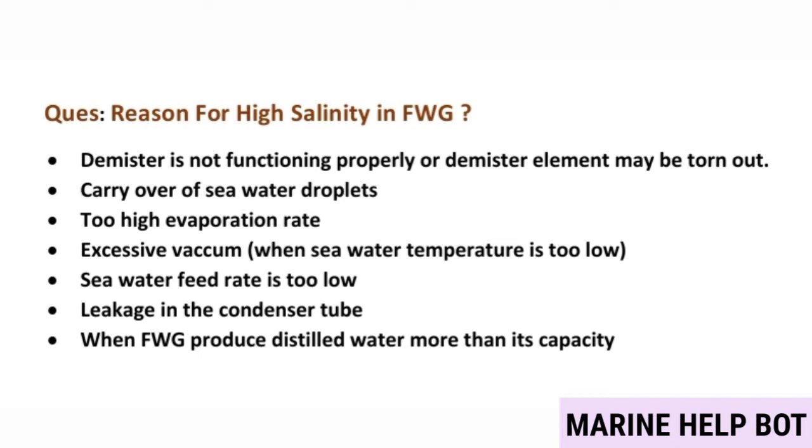The demister is not functioning properly or the demister element may be torn out, carryover of seawater droplets, too high an evaporation rate, excessive vacuum when the seawater pump temperature is too low, the seawater feed rate is too low, leakage in the condenser tube, or when the freshwater generator distills more water than its capacity.